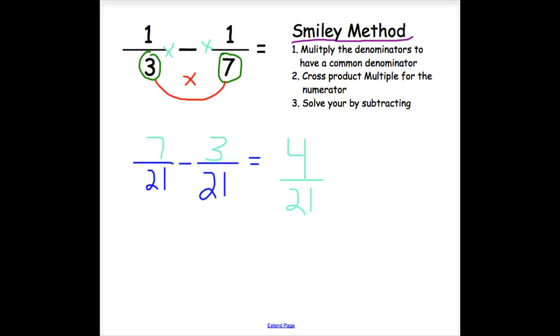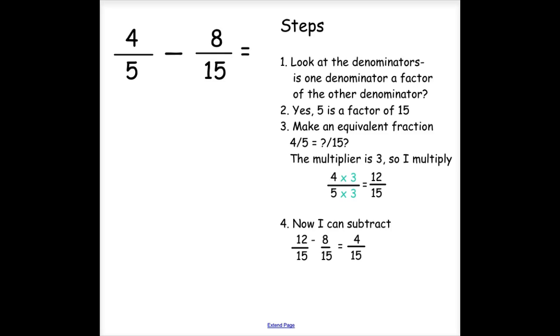Our next problem is 4/5 minus 8/15. So my steps are I look at the denominators. Is one denominator a factor of the other denominator? Yes, 5 is a factor of 15. So I'm going to bring down my 8/15 because I know that stays the same.